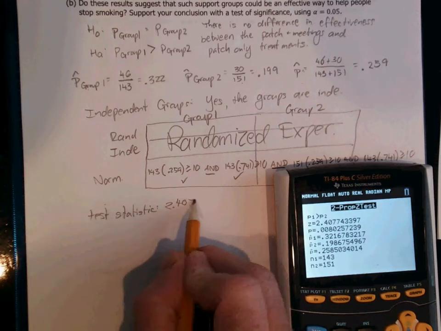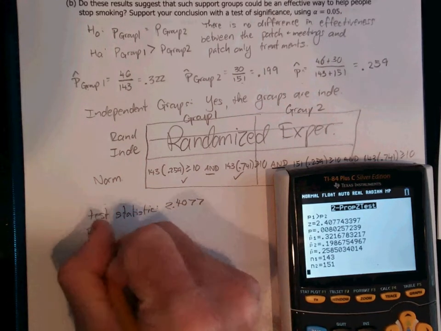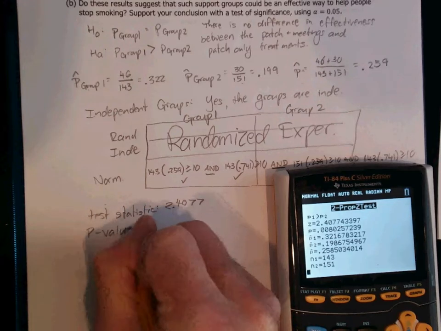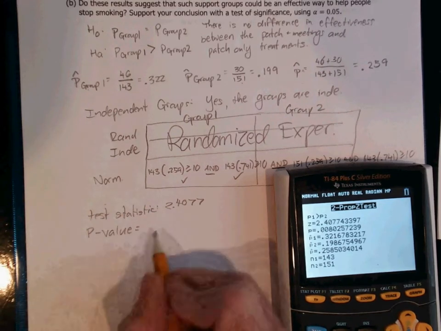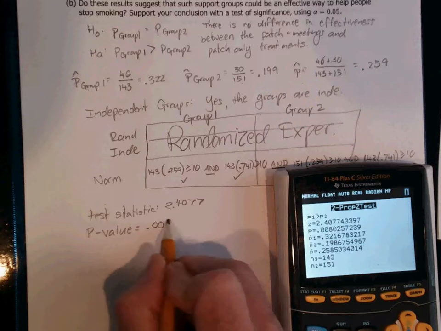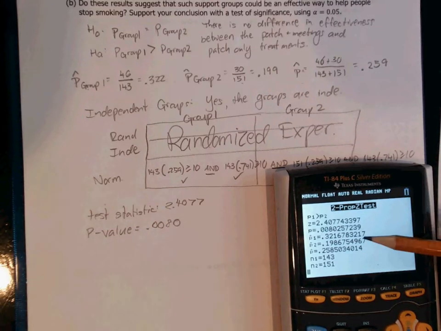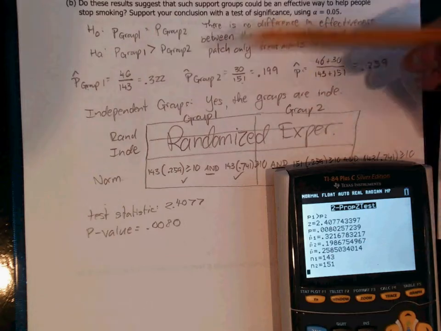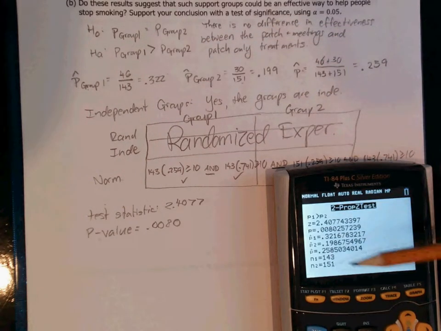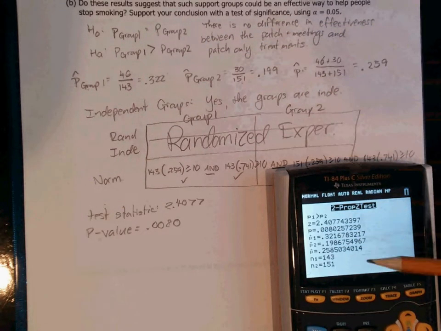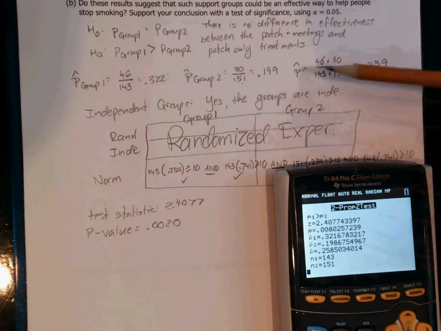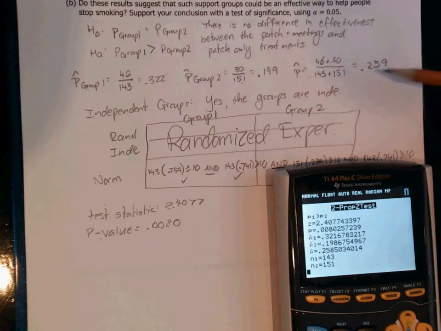So my test statistic is 2.4077. My p-value is 0.0080. Now, p hat 1 and p hat 2, these are nice ways to check: did we do calculations correctly? P hat 1, that is what I got. P hat 2, that is what I got. And then p hat here is the combined proportion. This is a really important one to check, and that is what I got.